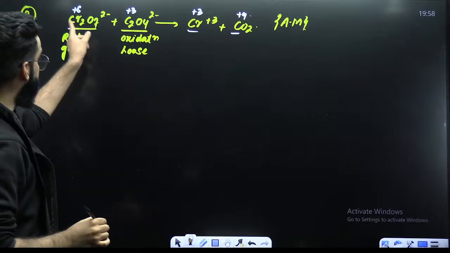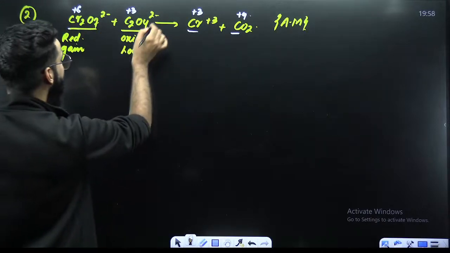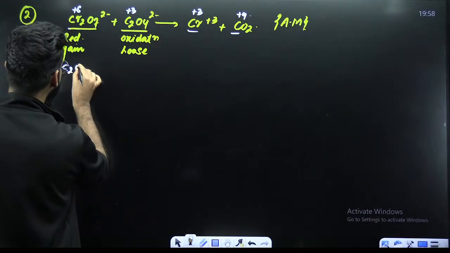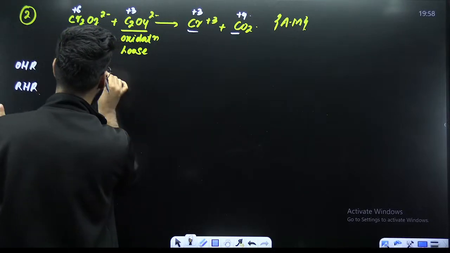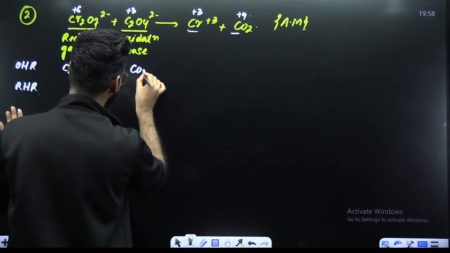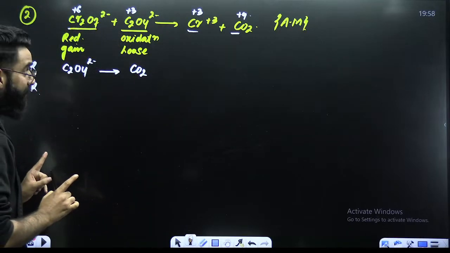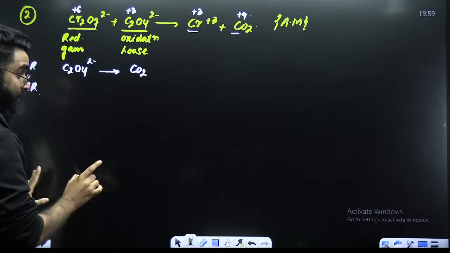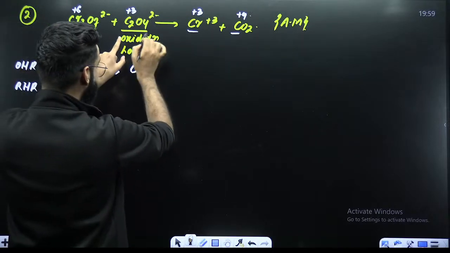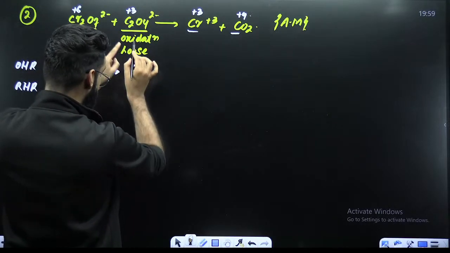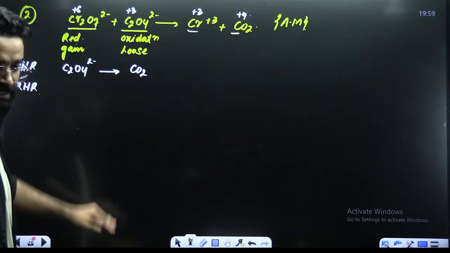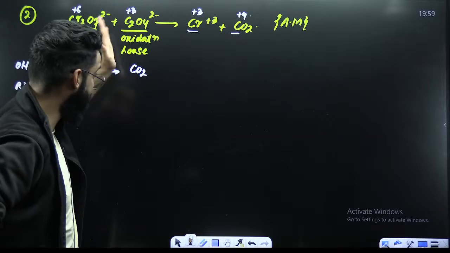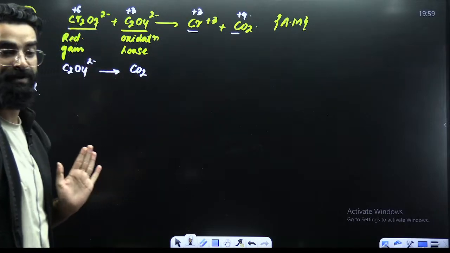Now, among these 2 species, which one is undergoing oxidation? Oxalate ion. C2O4 dinegative is undergoing oxidation. And after oxidation, it's getting converted into what? It's going to get converted into carbon dioxide. Now, oxidation involves loss of electrons, you know it. So this oxalate will be losing electrons, then only it will be getting converted into carbon dioxide.